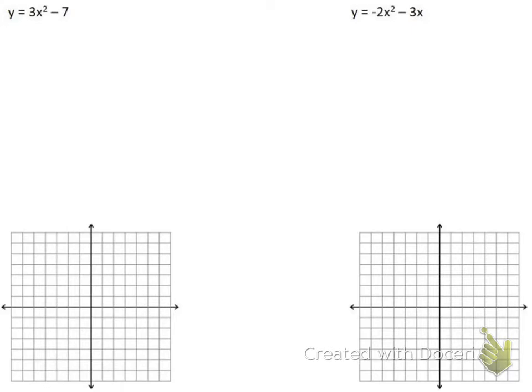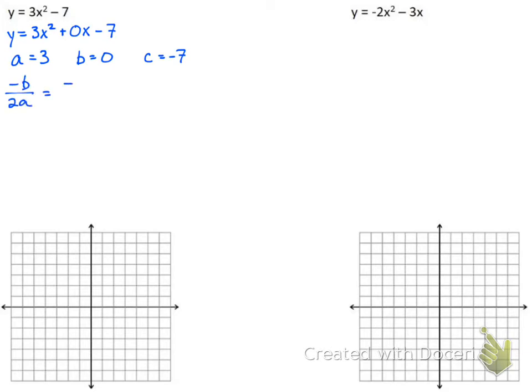So with this one, it's kind of the same as what we did last chapter. So this would be y is equal to 3x squared. You're missing your regular x, so plus 0x minus 7. And so my a value is 3, my b value is 0, and then my c value is negative 7. So I do my negative b over 2a.